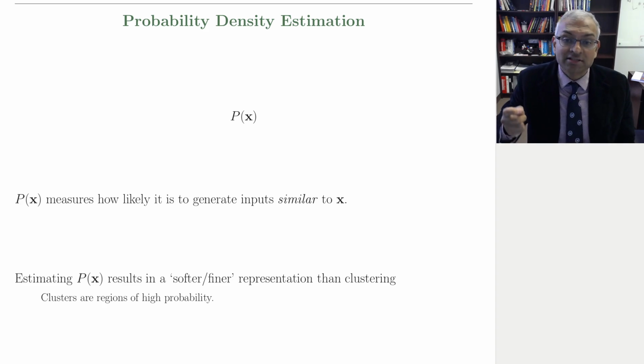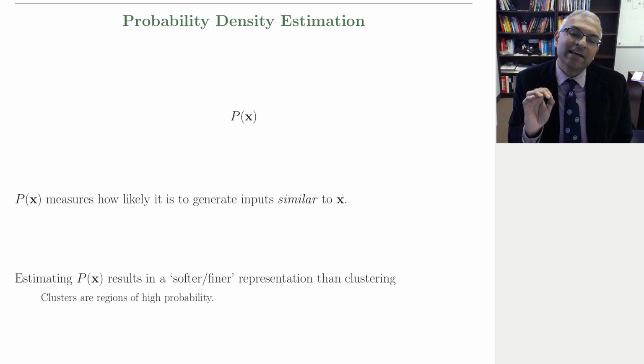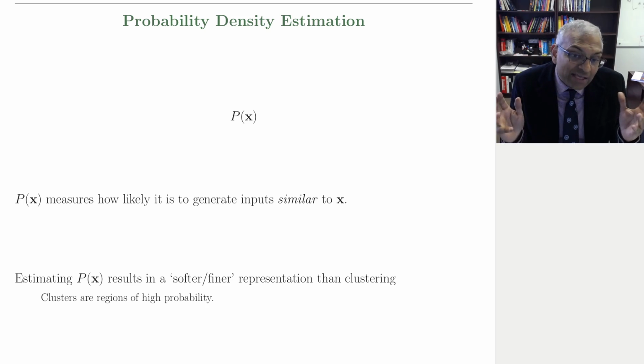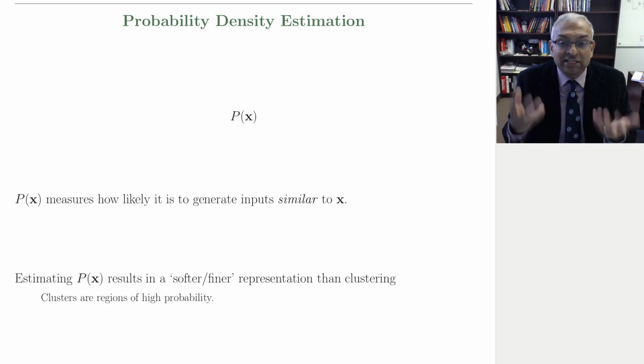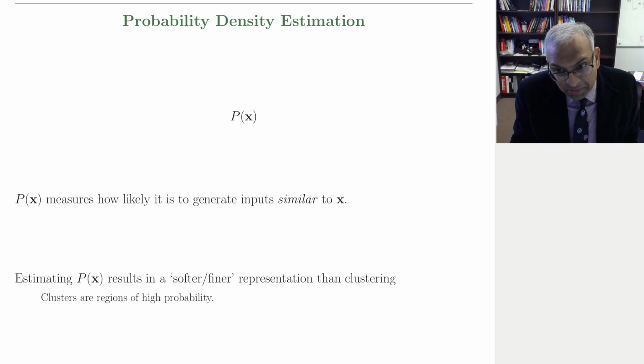And it also has a natural relationship to clustering. Because think of the probability density as a much finer, much softer representation of a clustering. Why? Because you can think of the clusters as regions of high probability. When you generate data, they'll cluster into those regions of high probability. So if I show you the probability density, you might be able to extract clusters by just looking at, let's say, local maxima of the probability density.